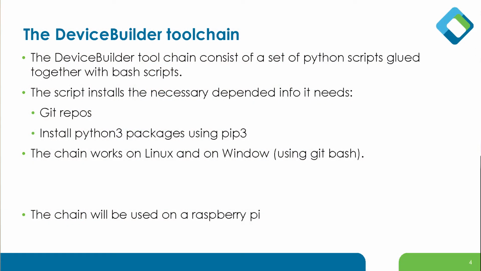So the tool chain itself is nothing more than a set of Bash scripts and Python scripts, so that it's one chain. The script installs all the necessary repos for you. It installs the packages that are needed for Python 3. And it's all based on Git Bash, so it runs on Windows using Windows Bash, but also on a Linux machine. And as you will experience, also on the Raspberry Pi.